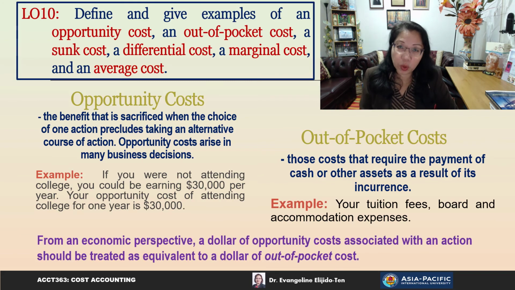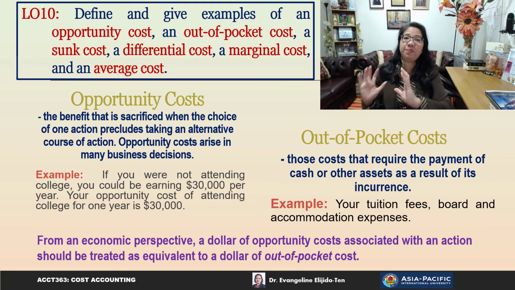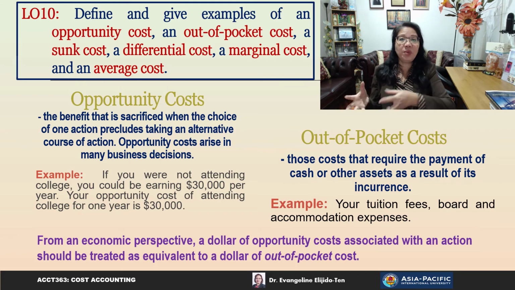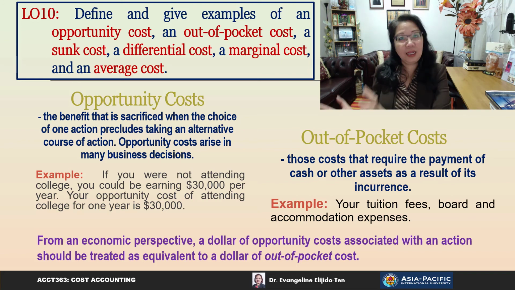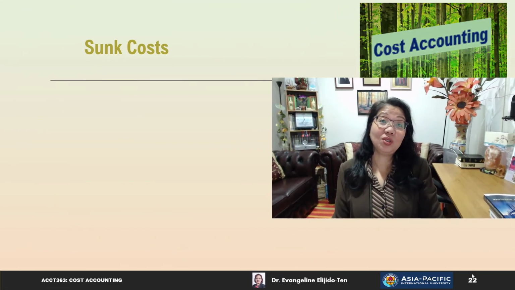Now, it's important that from an economic perspective, the dollar of opportunity costs associated with an action be treated as equivalent to $1 of out-of-pocket costs. A lot of times, businesses will only base their decision on out-of-pocket costs because that will be shown in accounting transactions and they have to account for it. But opportunity costs a lot of times are ignored. When we go to relevant costing later on, we will be talking more about this opportunity cost and its importance in decision making. Let's move on to sunk costs.